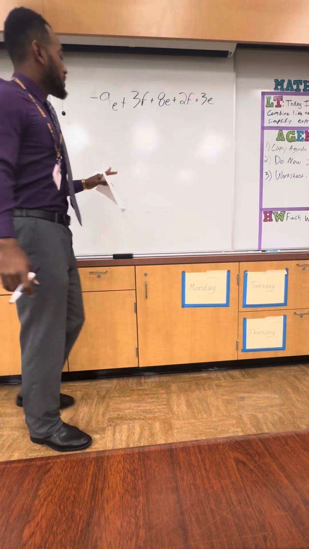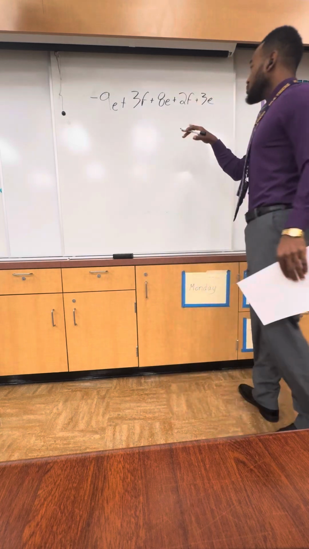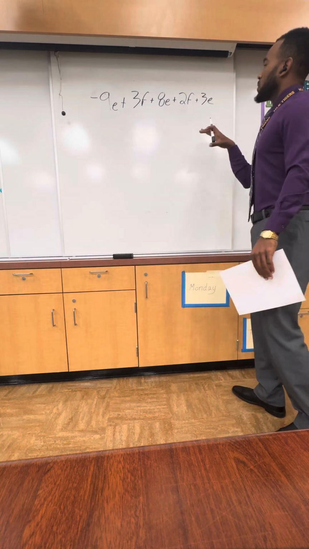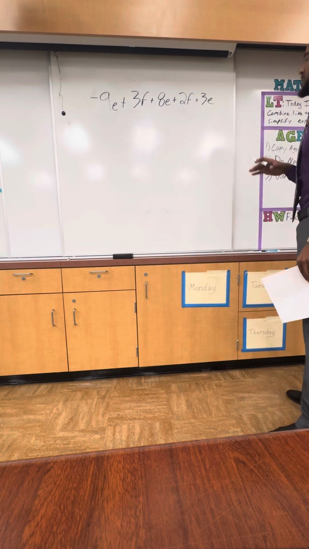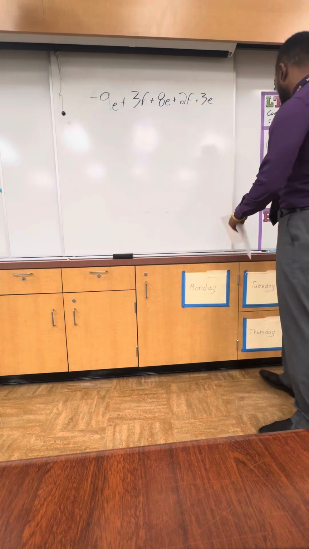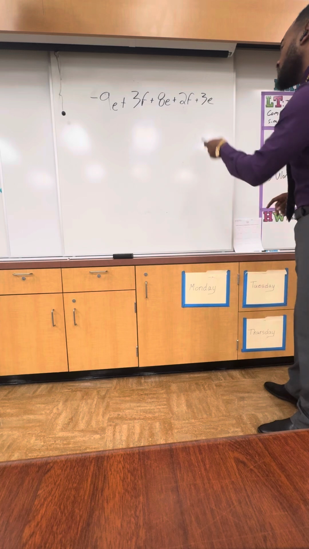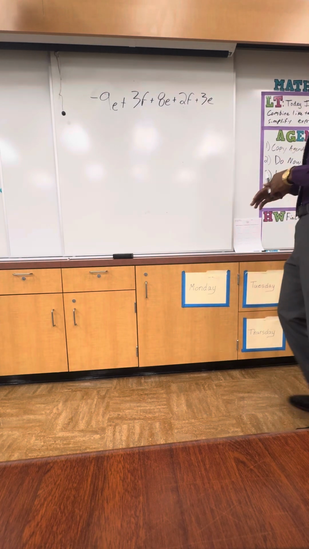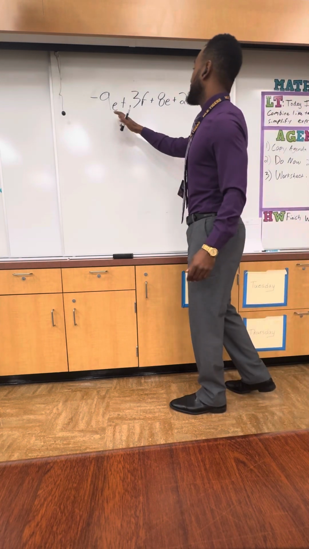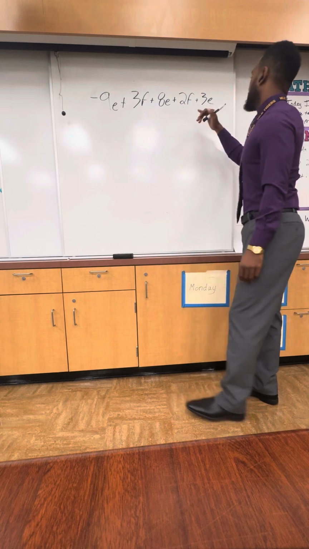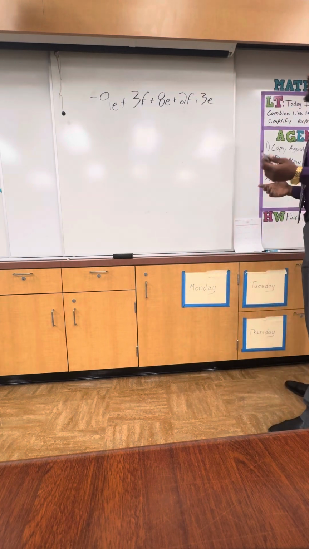Okay, class. So today we're going to be discussing what it's like to simplify an expression by combining like terms. So first thing that we need to do is analyze our expression, see how many different variables we have within the equation. Within the expression.